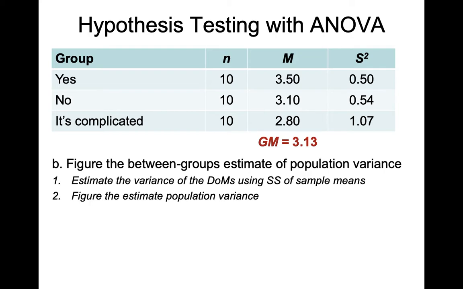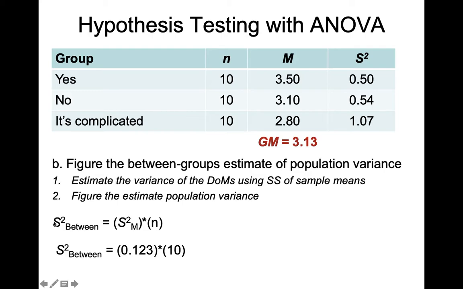Then we're going to use that to estimate the population variance. This is just our working backwards procedure. Previously, to get the variance of the distribution of means, we divided the population variance by n. So with a little bit of algebra, we move that n to the other side. By multiplying our variance of the distribution of means by the sample size, 10, we get another way to estimate our population variance. So we multiply 0.123 by 10, our sample size, and that gives us an estimate of population variance, which is 1.23.